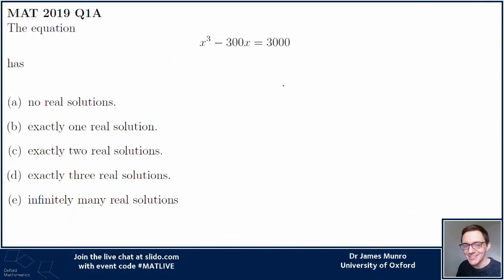This is Matt's 2019 question 1A. Let's go. So this question asks us for the number of real solutions that this cubic has. I suppose we know a quadratic formula, but we don't know a cubic formula for testing how many roots a cubic equation has. In fact, there is such a formula out there, but it's not on A-level and it's not on the maths specification.